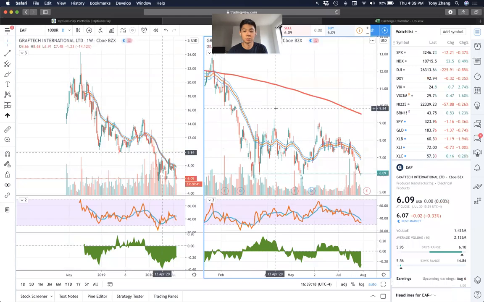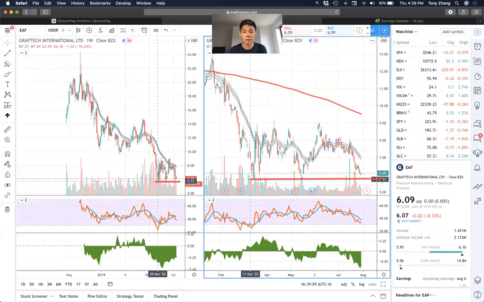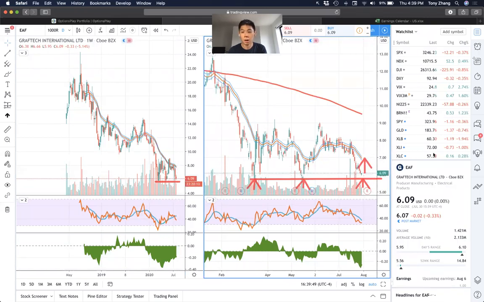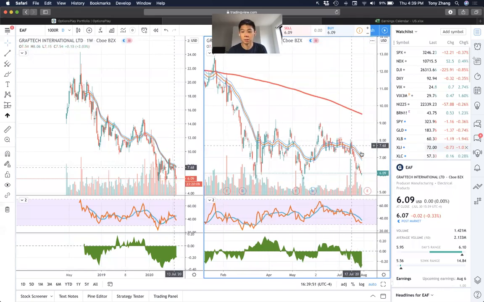EAF, Graftech International. I know nothing about this stock, unfortunately, but you do have what looks like a triple bottom here at the bottom at around 5.73, or let's just call it $6 or so. I don't know anything about the fundamentals here, but if you like it from a fundamental perspective, I would look at selling a put credit spread, maybe the $6, $5 put credit spread, and look for a bounce higher here. But I don't know much about this stock myself.